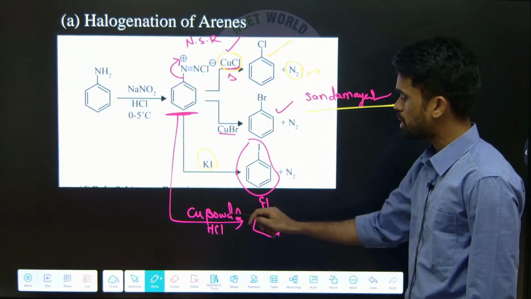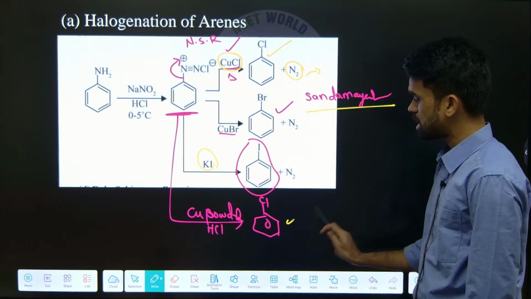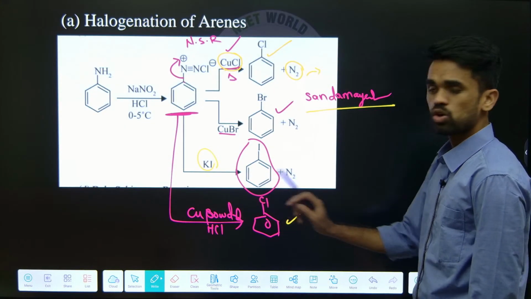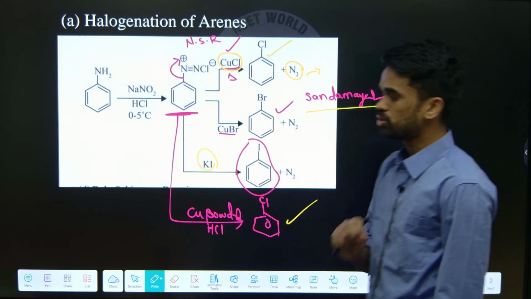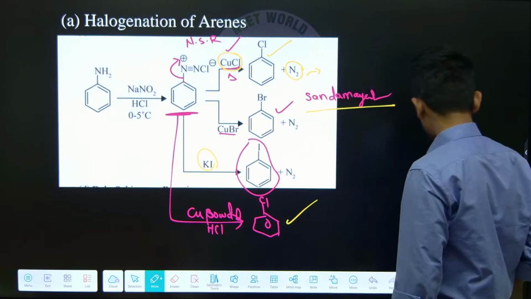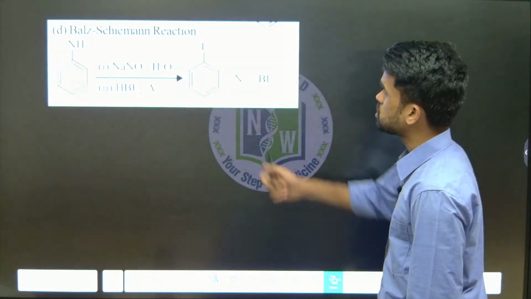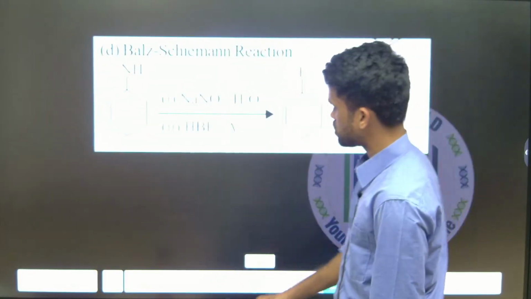Okay, if it is copper powder and HCl, then you can say it is a Gattermann reaction. So you will get chlorobenzene here also, and you can prepare bromobenzene also here. Okay, so these are the two reactions to be remembered here. And one more reaction, what I told you, the Balz-Schiemann reaction. What is the use of Balz-Schiemann reaction?